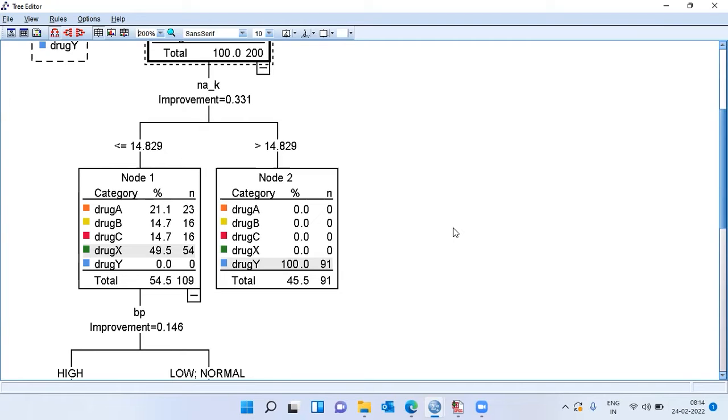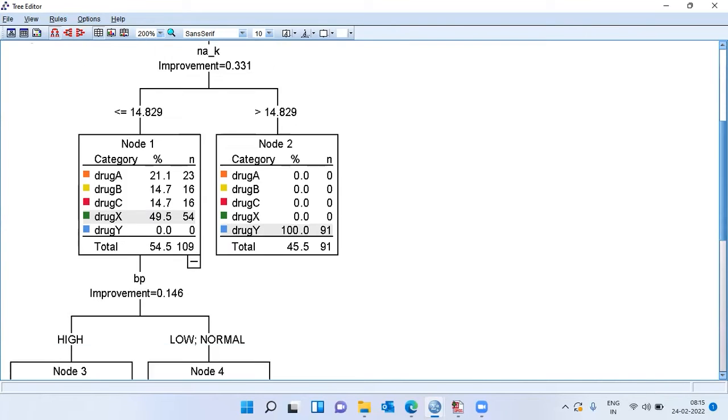But what about those patients whose ratio of sodium concentration to potassium concentration in the blood is less than 15? Here you can see none of them have responded to drug Y. They have responded to some of the other drugs like A, B, C, or X, but predominantly to drug X, because 50% of the patients have responded to drug X. But this piece of information itself is not sufficient for me to make a decision. I'll have to look at the next variable, which is BP level. So the first important variable is sodium to potassium ratio. The second important variable is the BP level of the patient.